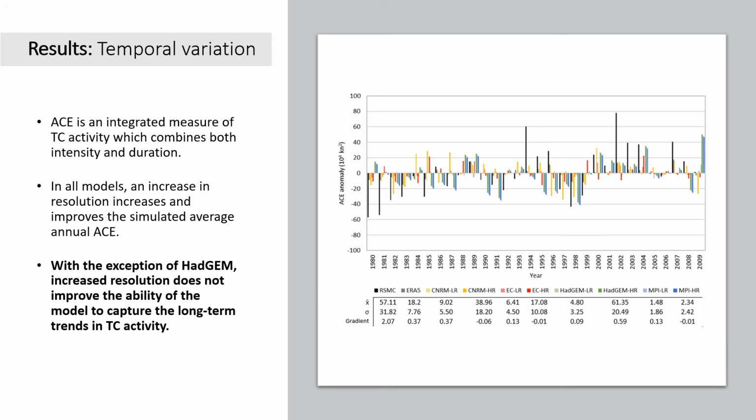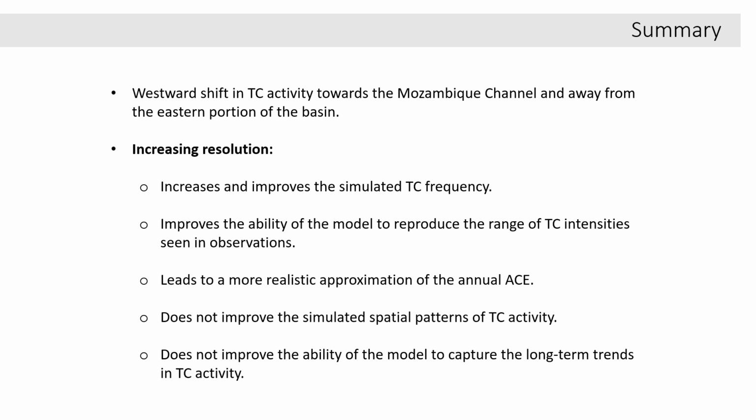But in all of the other models, an increase in resolution actually appears to be detrimental to the ability of the model to capture the observed upward trend in ACE. Just some main points to take away from my presentation. In all models and reanalysis, we noted a westward shift in tropical cyclone activity towards the Mozambique Channel. And then in terms of the effects of increasing resolution, we found that it improves simulated frequency, intensity, and leads to a more realistic approximation of ACE, but it does not improve simulated spatial patterns or the ability of the model to capture the long-term trends in activity.